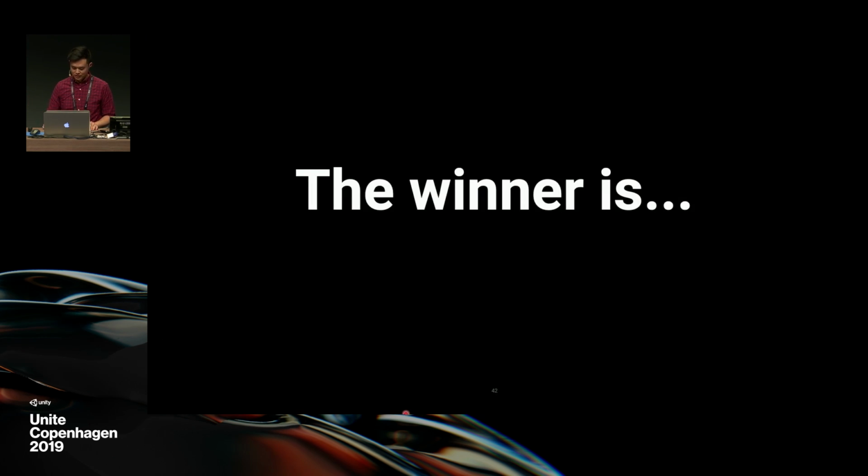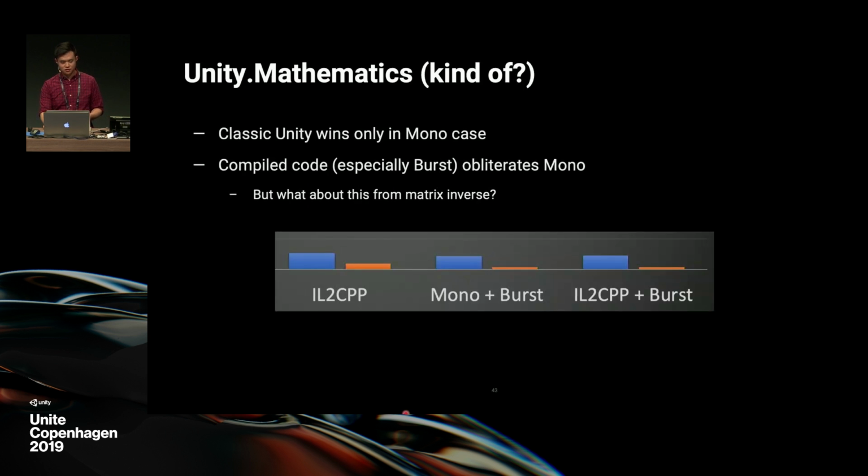Okay, so who is the winner? Unity.Mathematics, maybe? Classic Unity only wins when you use mono. However, when you use compiled code, it just destroys mono. So please use compiled code as much as possible.